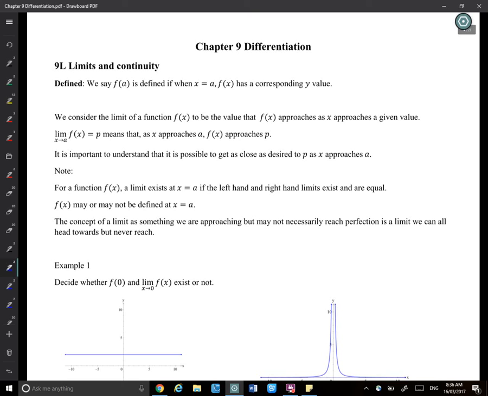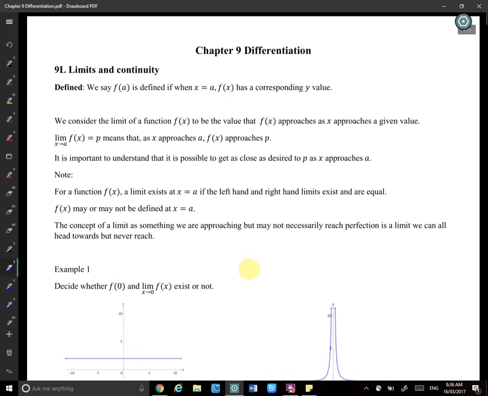Chapter 9 is called differentiation. So what is differentiation? Like what we have learned from Year 11, differentiation is finding the gradient of a graph, which is like you have f(x), you want to find f'(x). But before we go to find f'(x), let's think about some general things related to finding the differentiation.